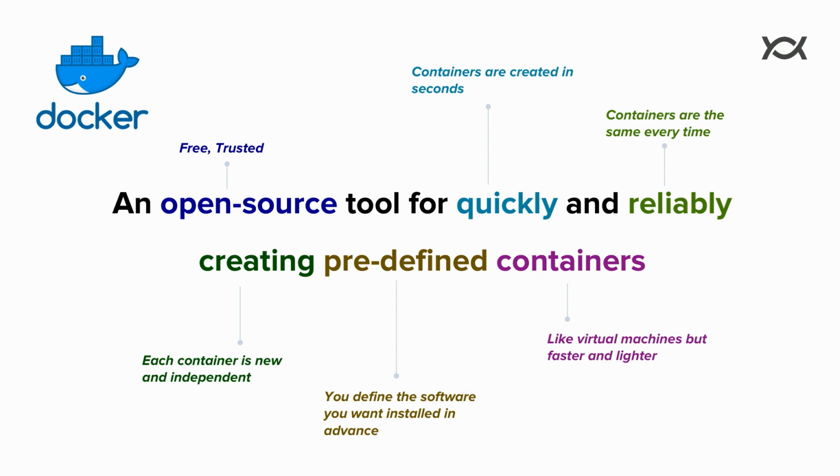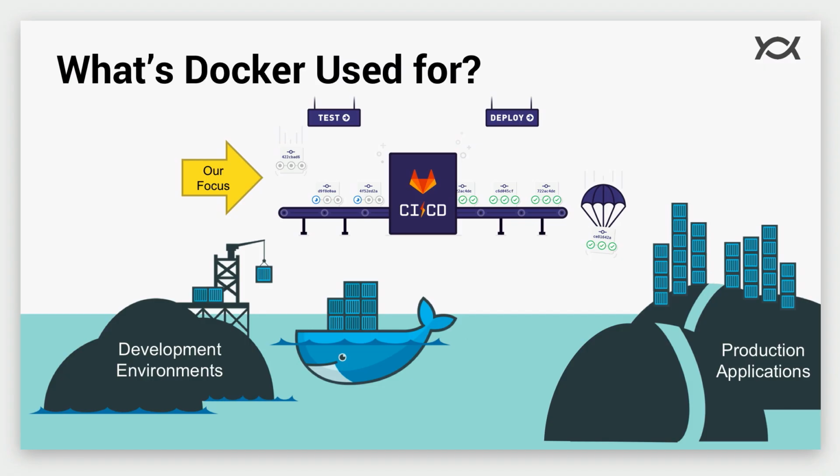So these are containers, which means that they're like virtual machines, which have been around for a while, but they're lighter and faster than virtual machines. Okay, so what is Docker used for? Roughly speaking, it's used for three things.